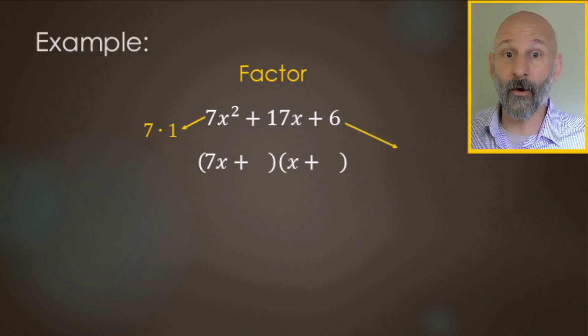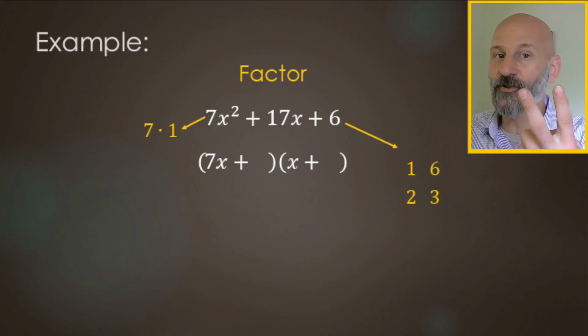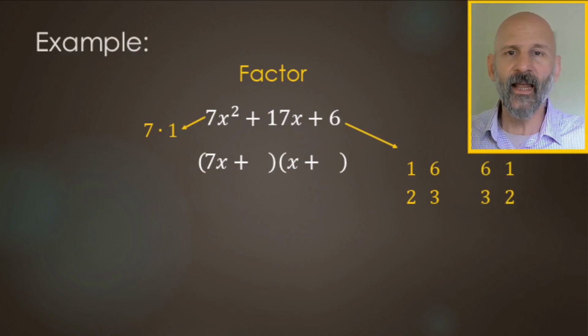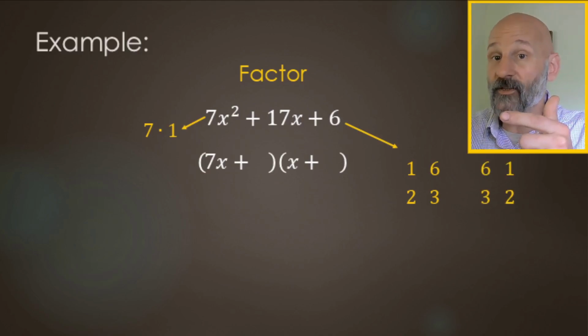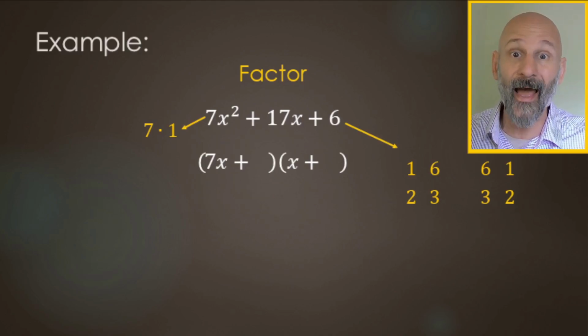Okay. So now our lasts here and here have to multiply to a 6. So there's 4 options. We can go 1 and 6. We can go 2 times 3. And then we can also reverse those numbers as well. So 6 and 1 and then 3 and 2. And on these ones here where you have a number in front of your x, order does matter. Okay. So a coefficient on the x, order matters.